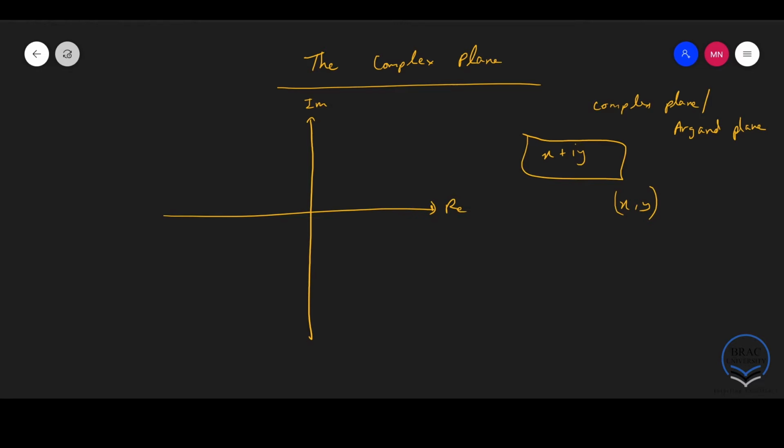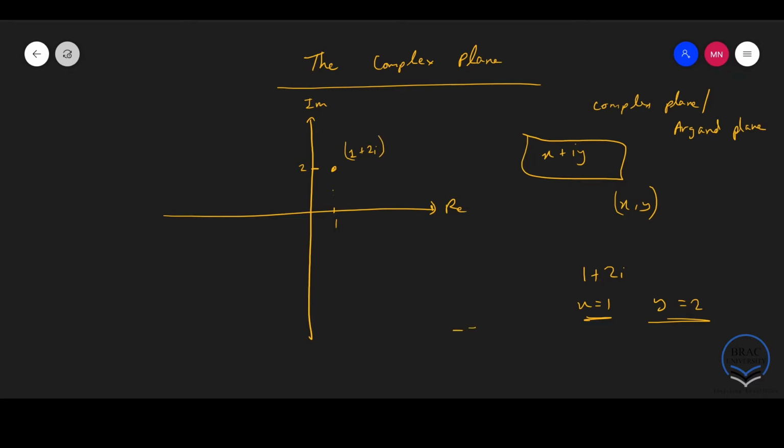So let's consider, for example, we have 1 plus 2i. Here x is equal to 1 and y is equal to 2. So my real part is 1, my imaginary part is 2. So what I can do is I can consider 1 unit to the right of my origin on my real axis. So this is 1. And then I can go 2 units above. And this will give me 1 plus 2i. This is 2. So this is going to be 1 plus 2i.